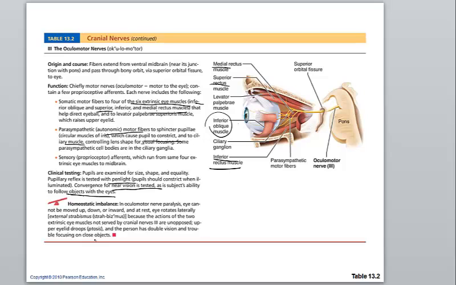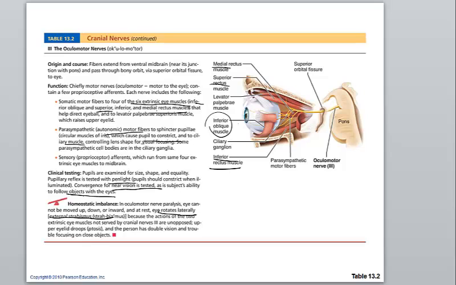So when this nerve is damaged, the muscles moving the eyes are going to be damaged, right? That leads to external strabismus. Strabismus is when you have a crossed eye, right? So that is what is going to be caused. In external strabismus, the eye rotates laterally, so outward. That's what is going to happen, okay?